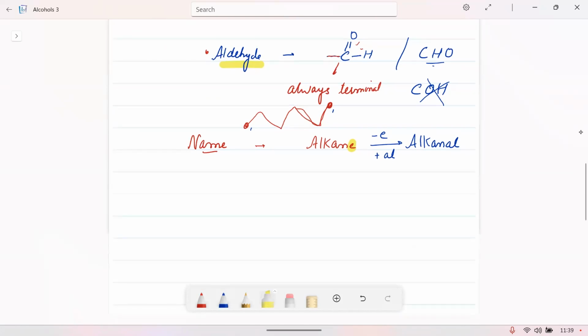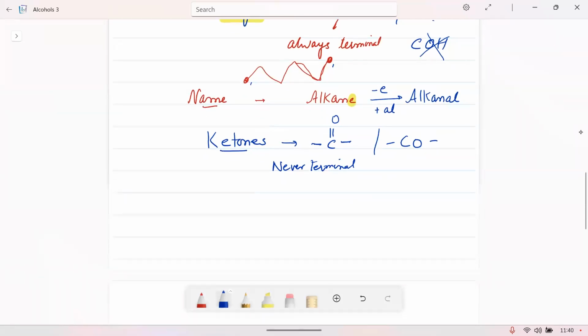Then coming to ketones. Their functional group is this, or you can write it this way. This is a displayed formula, and the other one is the condensed. Now here you can see that it is open from both sides. That means this can never be terminal. I'm giving you this very short just to understand our oxidation process. There is more, the whole topic of aldehydes and ketones at an A2 level. So I'm not going into that.